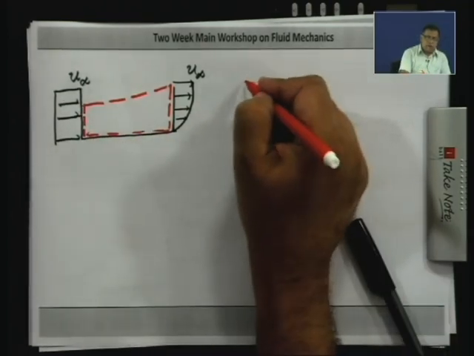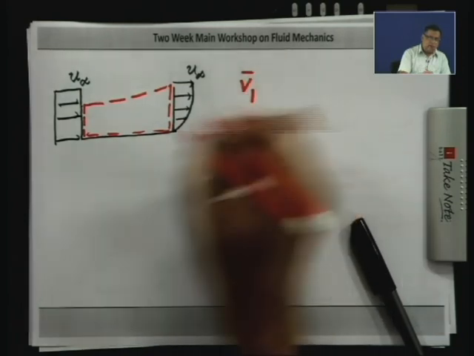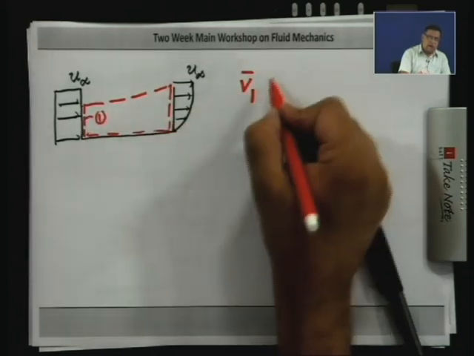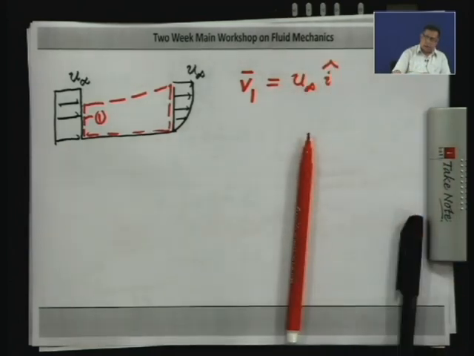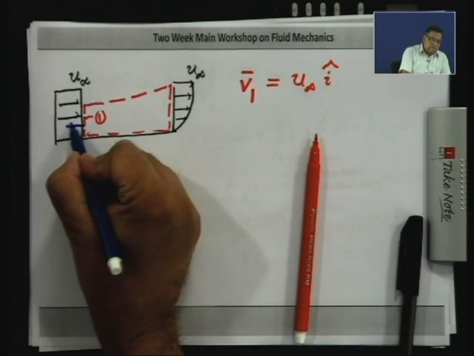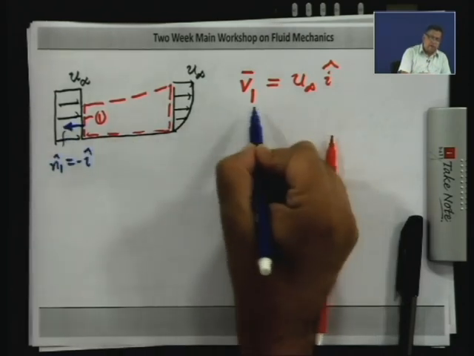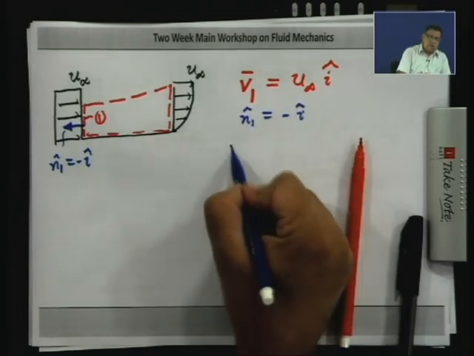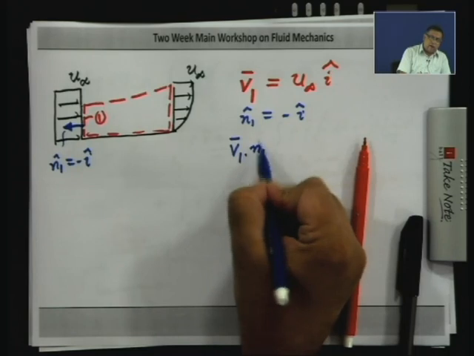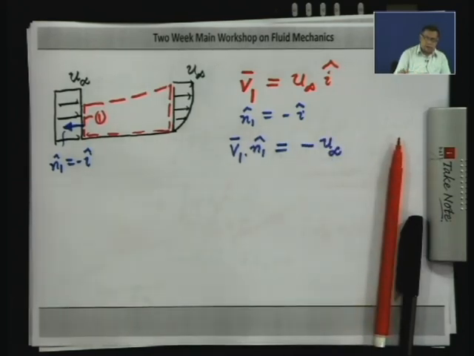So, if you look at V on surface 1, this is surface 1, that is u infinity i, and n 1 is minus i. So, v dot n 1 is minus u infinity.